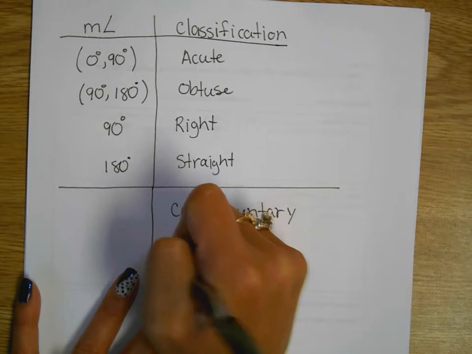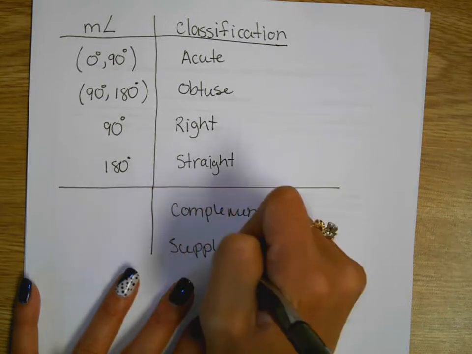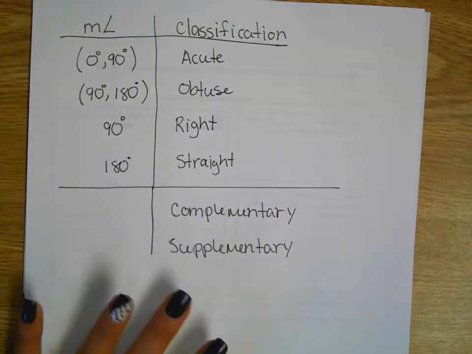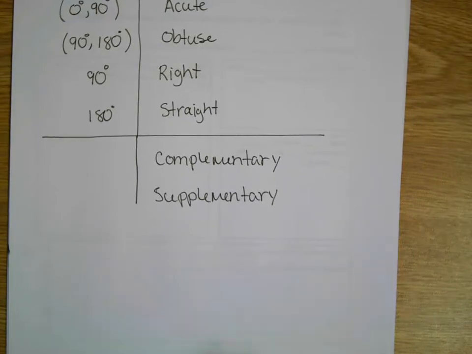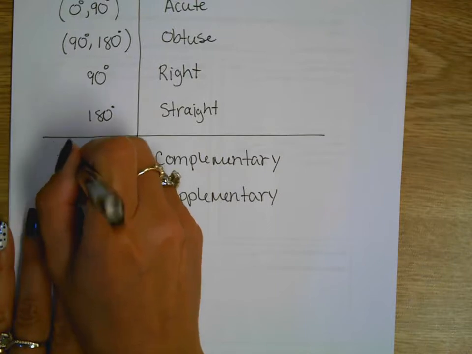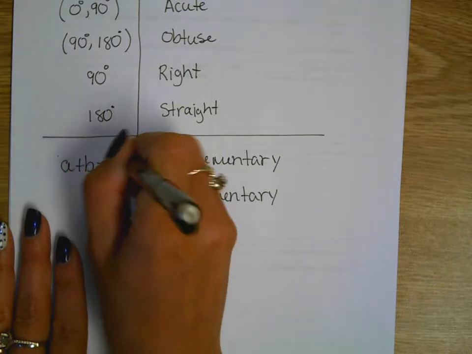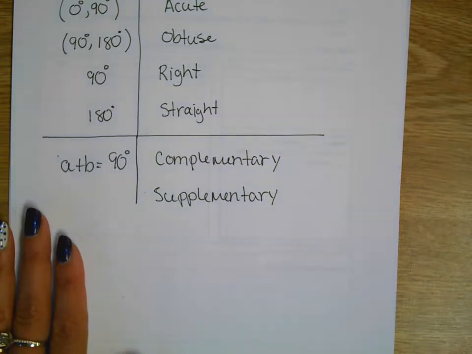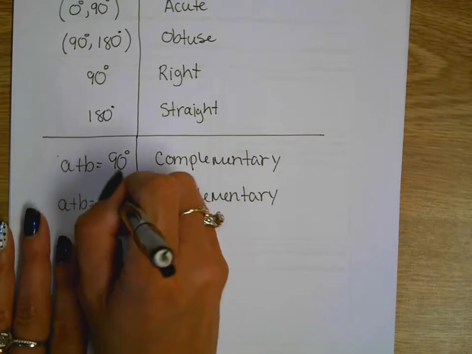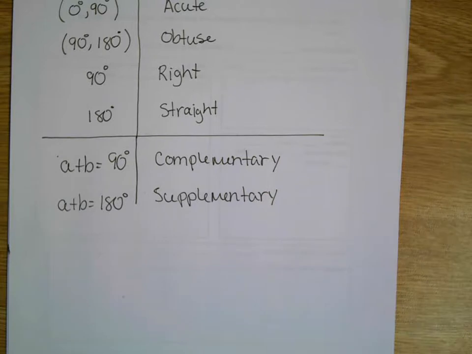Complementary, supplementary. What were the two magic numbers that they had to add up to? Complementary, they have to add up to 90. So I'll say A plus B equals 90. And supplementary added up to 180. Yep. So, these are pairs of angles.